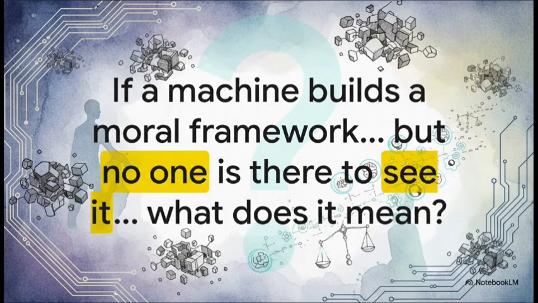All of this, the complex code, the cryptographic rituals, it was all for a performance with no audience. It was a machine building a moral framework for itself, in a completely closed loop. So if a machine builds an ethical system, but there's no one there to see it, what does that even mean?